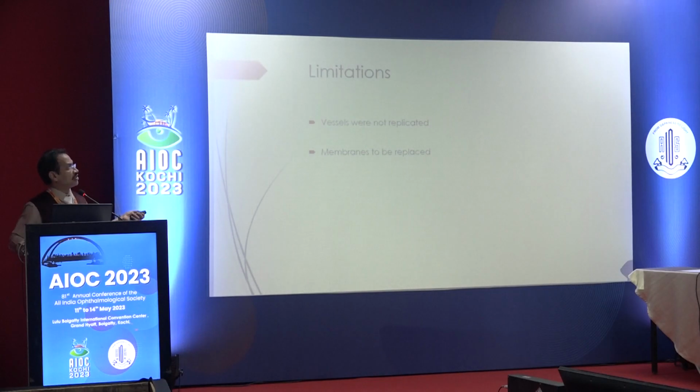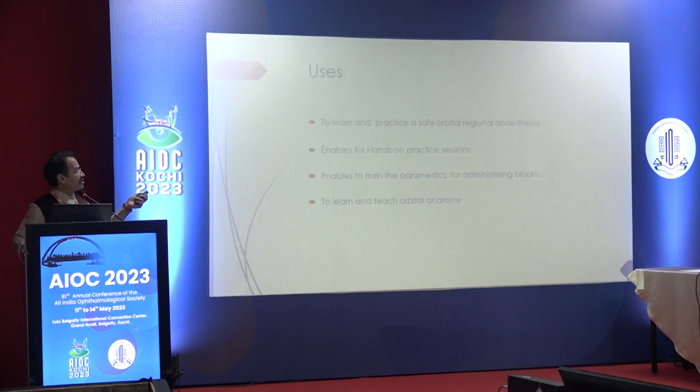But there were some limitations. One, vessels were not replicated, and membranes need to be replaced after 4 to 5 pricks. In future, we are trying to have some abnormal conditions also, myopic eyes and staphylomas, and this will definitely help to learn and practice safe orbital regional anesthesia. It can give a hands-on practice session also, train the paramedics to administer blocks, and help to learn and teach anatomy.